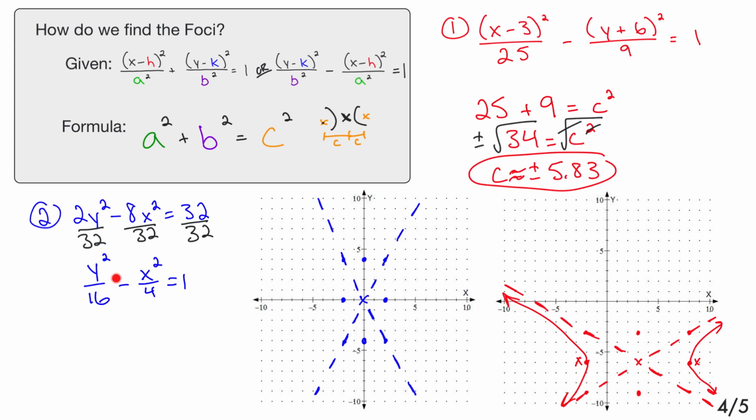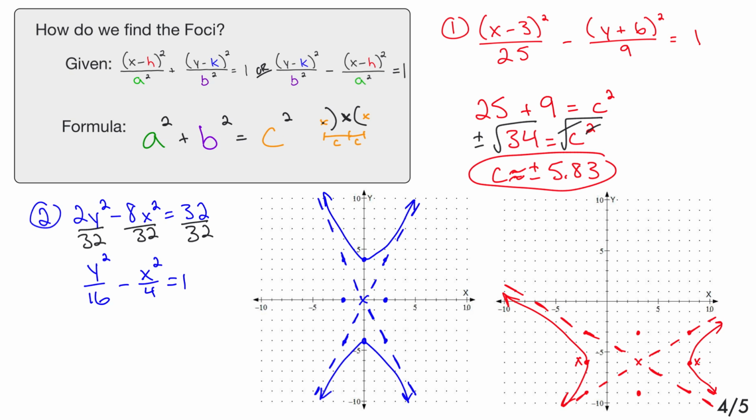Now, in this one, my y value is first. So that tells me it's going to be a type 2 hyperbola. It's going to be one that opens in a y-centric direction. So I'm going to quickly sketch something that looks like this. There, there. Lastly, I need to find my focal length, my C value.